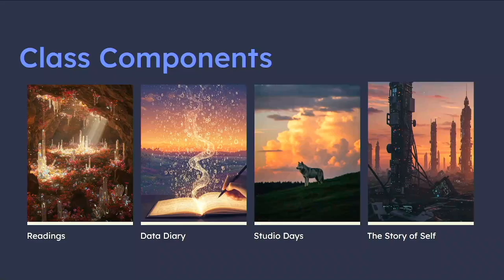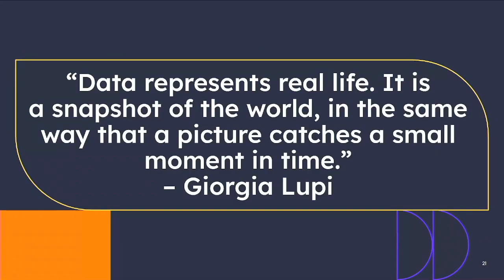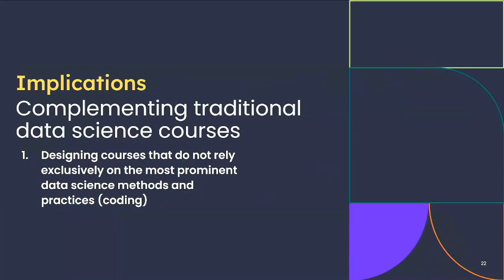And lastly, students engaged in a practice called the story of self, where they used AI as a tool to tell a story of themselves, of someone else, of a self. But a big goal of all these courses that we have shared with you is that data represents real life. It is a snapshot of the world in the same way that a picture catches a small moment in time. And so for sake of time, we're going to talk very quickly about our implications, including how complementing traditional data science courses is what can happen when we have these humanities-centered, humanities-filled, humanities-inspired opportunities.